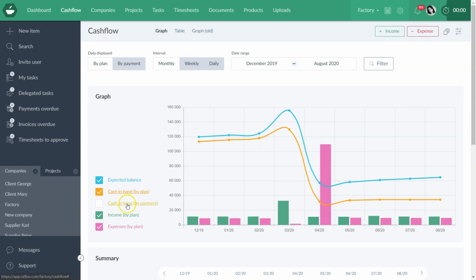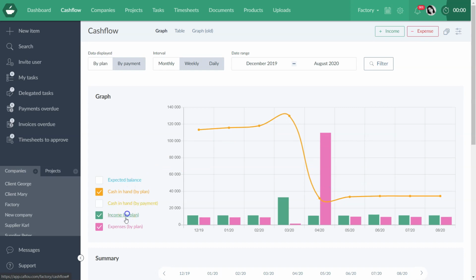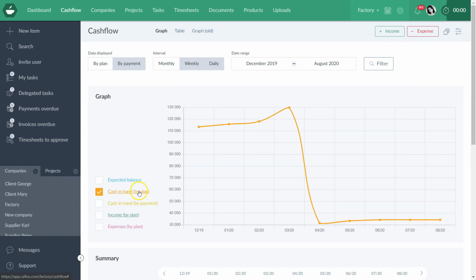The difference between cash in hand by plan and by payment, you see those two lines differ, is that cash in hand by plan looks at the status of your cash, the sum of income and expenses in a timeline, the way you planned it. By payment is the way it really happened. So that's why it's actually shifted.